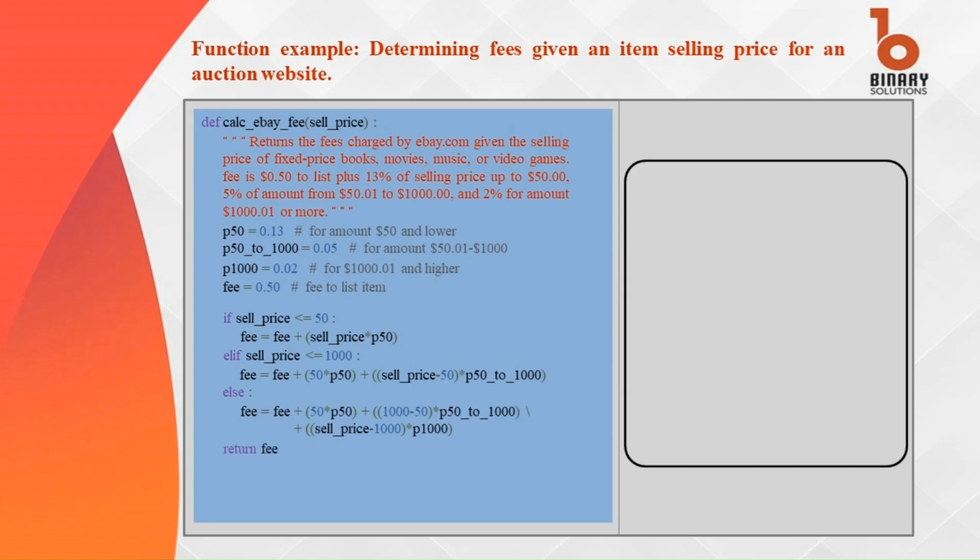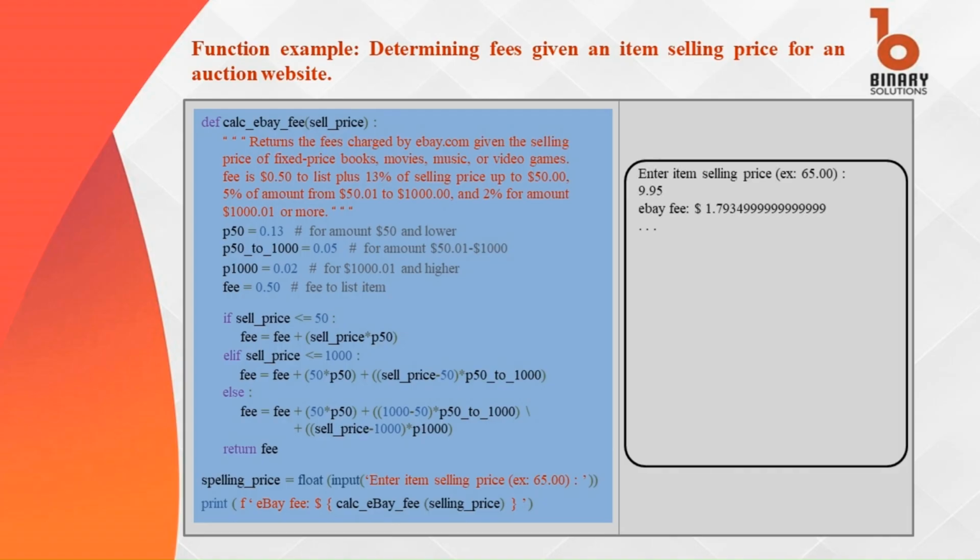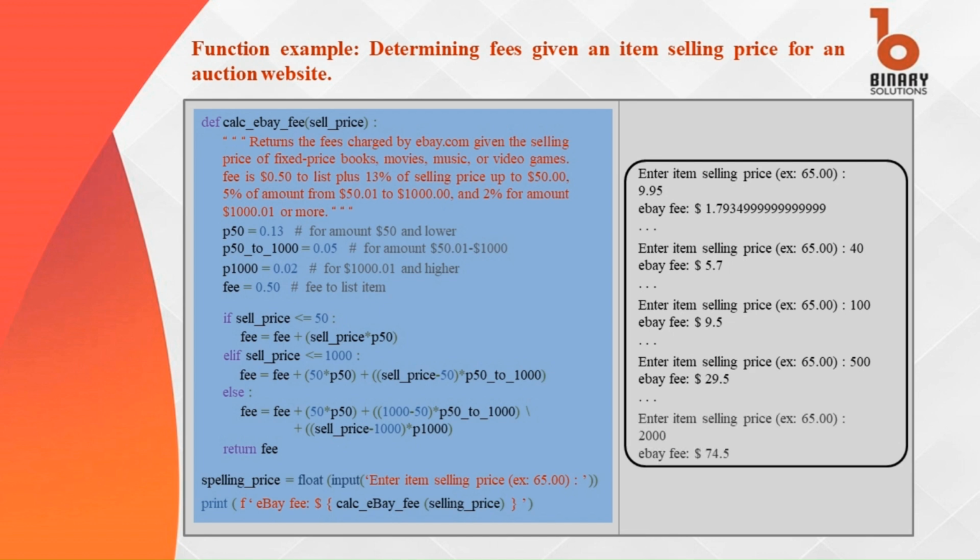These calculations are performed using a combination of logical branching and arithmetic operations, making the program both dynamic and modular. The user inputs a selling price, and the program outputs the corresponding eBay fee in a formatted manner. This example highlights how functions, combined with conditional logic, can simplify real-world scenarios like fee calculation, making the code reusable and easy to understand.